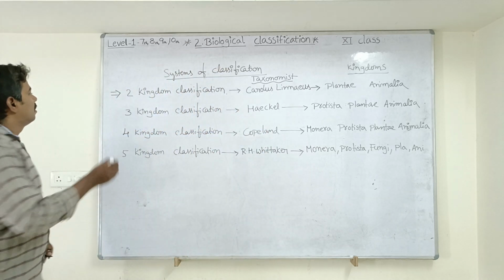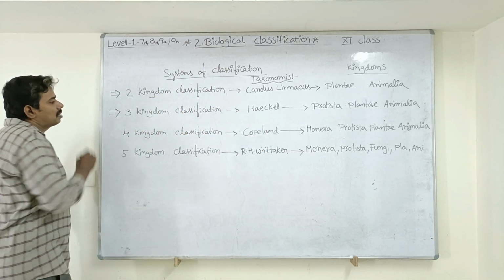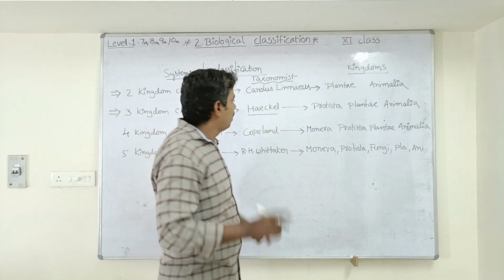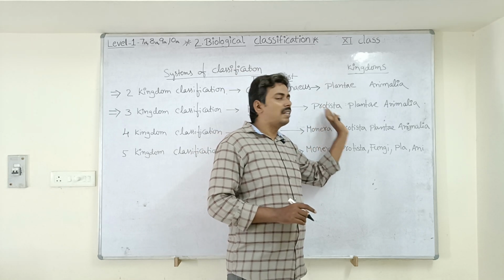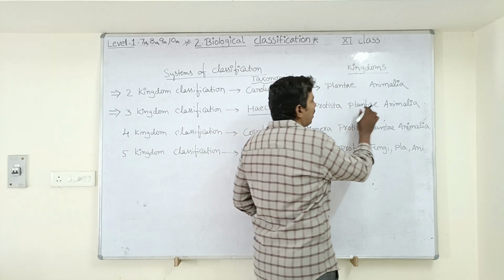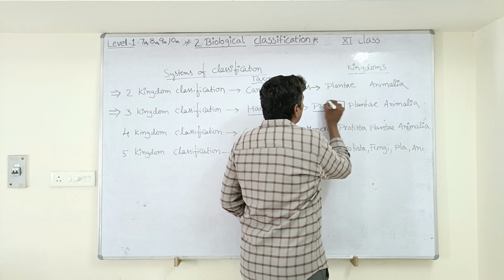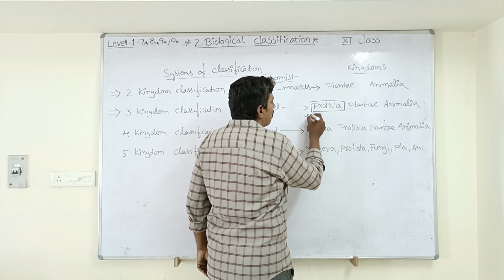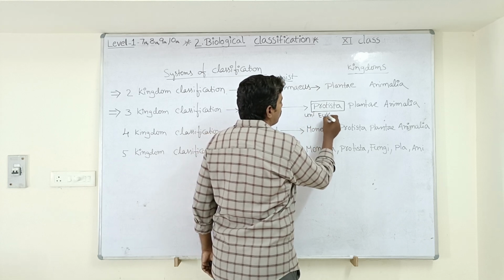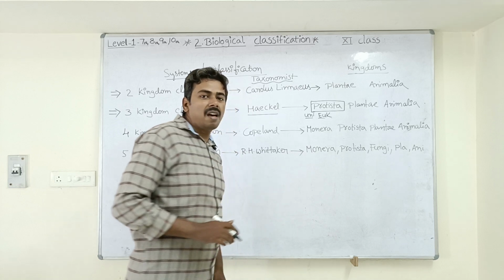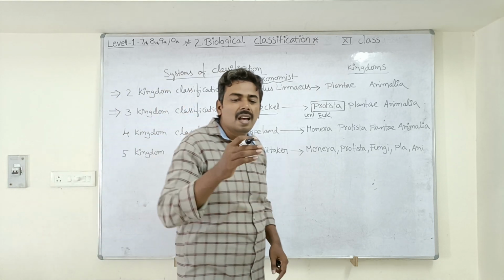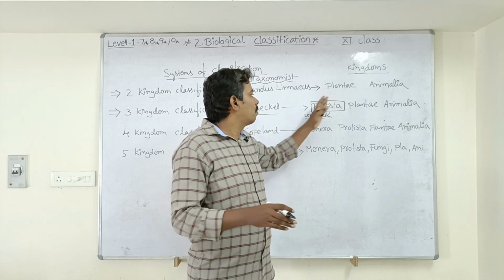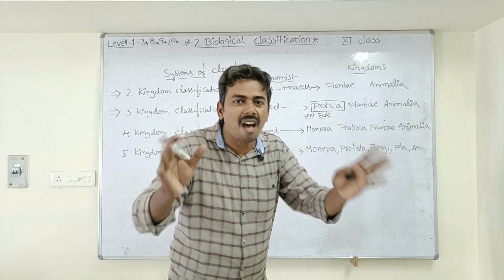Later what happened? Three kingdom classification was proposed by taxonomist Haeckel. So he classified the living organisms into three kingdoms: Protista, Plantae and Animalia. A new kingdom has been added, that is called as Protista. Protista includes unicellular eukaryotic organisms such as amoeba, paramecium, euglena, etc. Previously they were in plant kingdom and they were moved into new kingdom called as Protista.